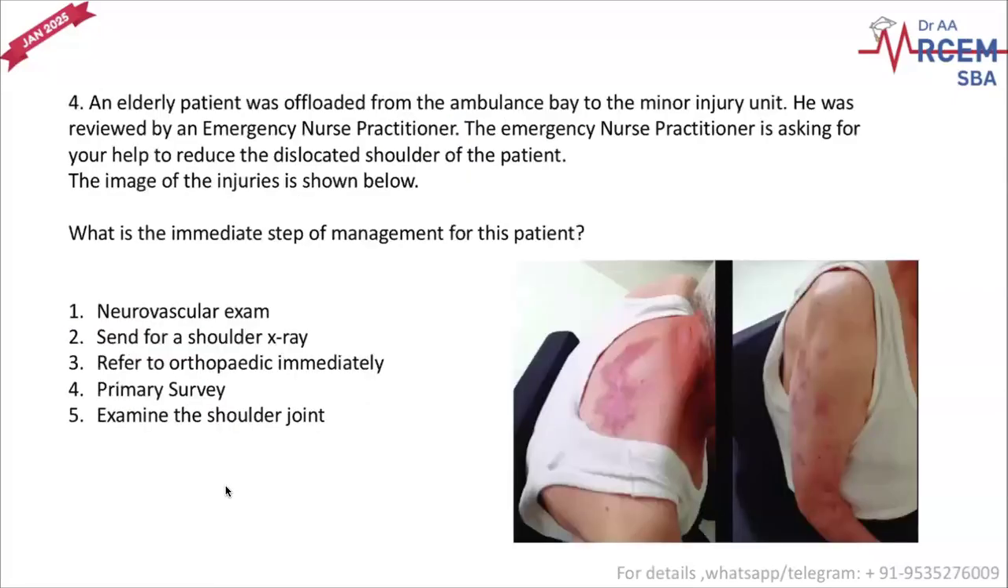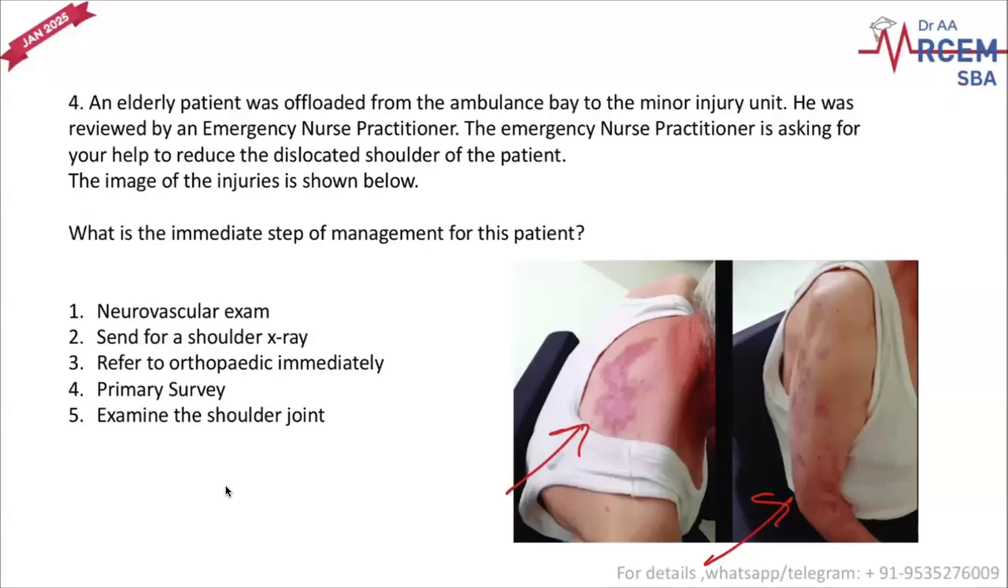An elderly patient was offloaded from the ambulance bay to the minor unit. He was reviewed by an emergency nurse practitioner. The nurse practitioner is asking you for your help to reduce the dislocated shoulder of the patient. The image of the injuries is shown below. What is the immediate step for the management of this patient? What you can see, there is a bruising over the back. There is extensive bruising over the arm and the forearm, and he is an elderly person.